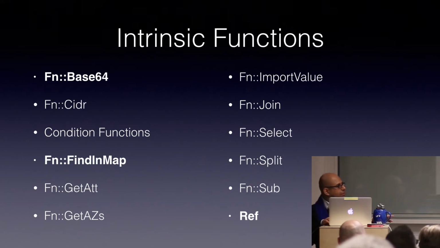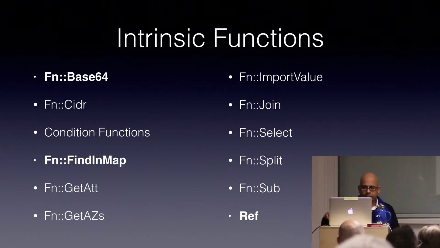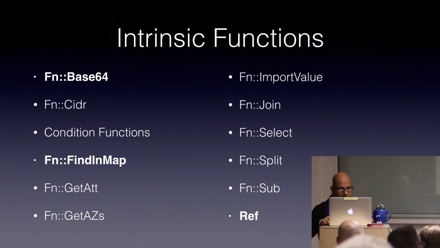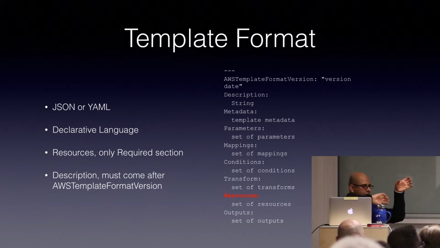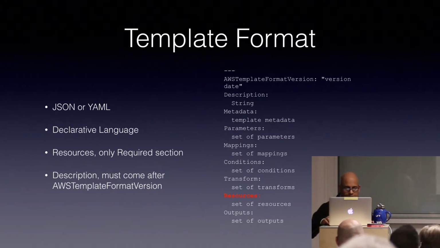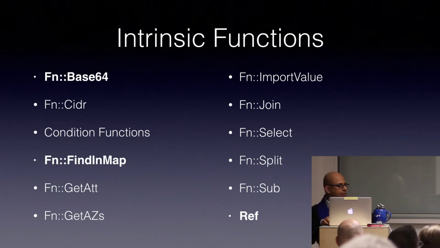So as I mentioned before, intrinsic functions. I've listed, bolded some of them. This is just a list of them. I know that we're going to be using base 64 for the last lab and find in map. So in the template that we had earlier, we had the notion of mappings. What this lets you do is map different variables, and that function, find in map, helps you pull values from that mapping section.